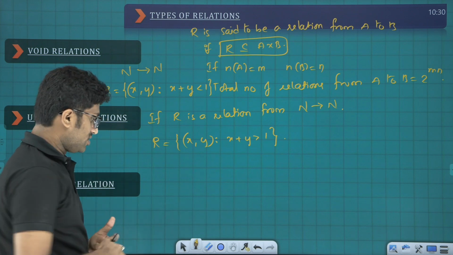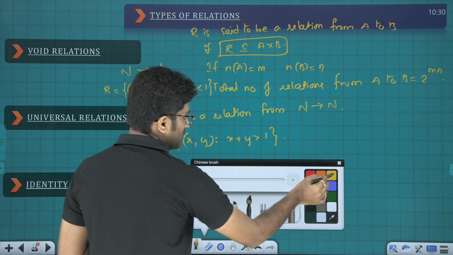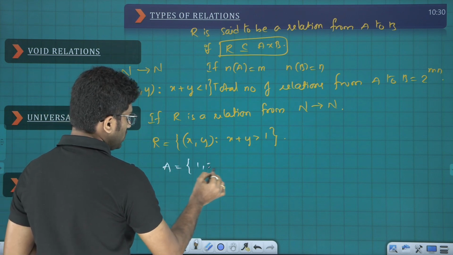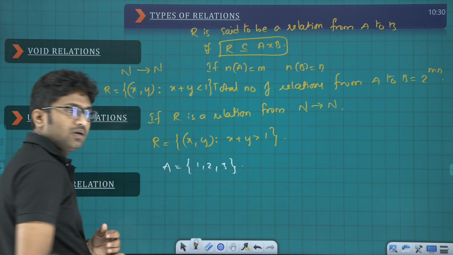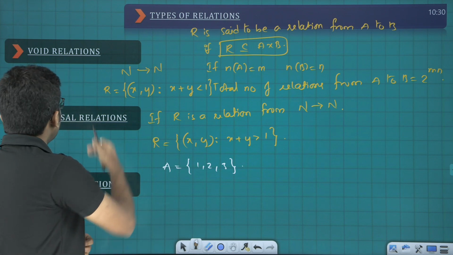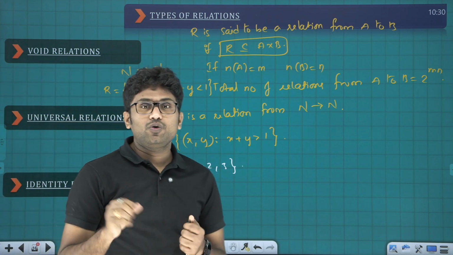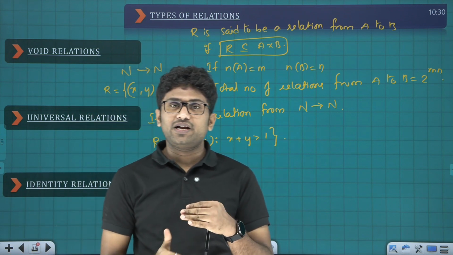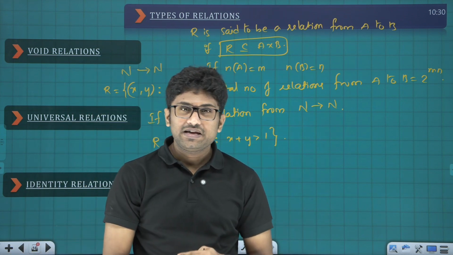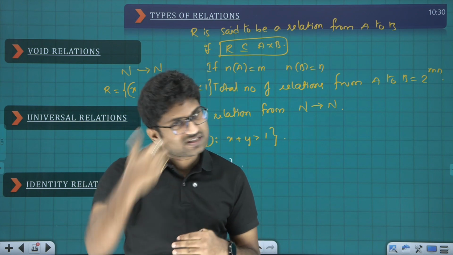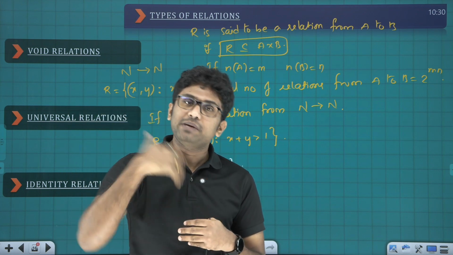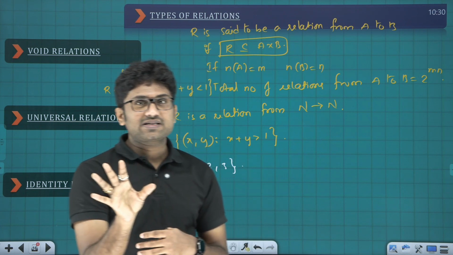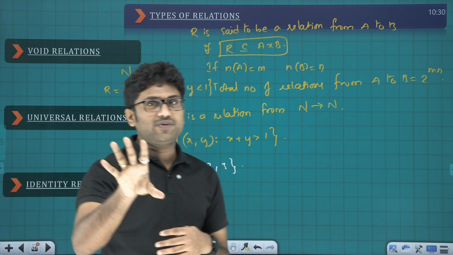Next, identity relation. Suppose set A is equal to 1, 2, 3. Now, even for identity and all these relations, we will be defining only binary relations. What is a binary relation? Binary relation means instead of relating from one set to another set, we relate from one set to the same set. Relation from A to A, B to B, N to N, K to K. All these we will be discussing only as binary relations, friends. Only this we have in the syllabus.